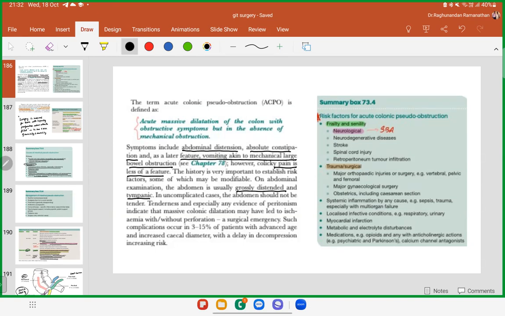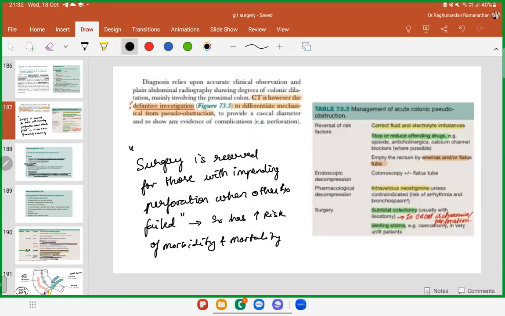These are the tables from Bailey and Love. The diagnosis relies upon clinical observation. CECT is going to be the definitive choice because you want to rule out mechanical causes. Then what is going to be your management plan? Number one, correct the fluid and electrolytes. Stop or reduce offending drugs like anticholinergics, opioids, calcium channel blockers, etc. Then empty the rectum using enemas. And then colonoscopy is going to be done, with a flatus tube.